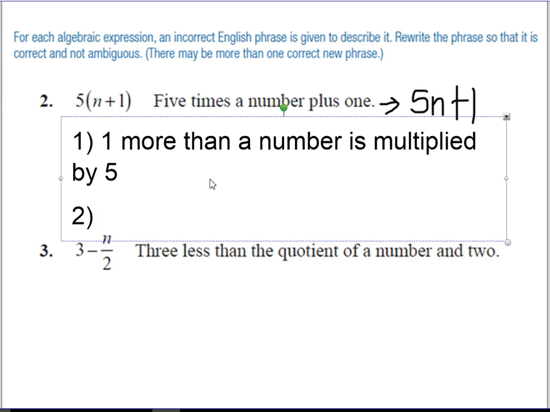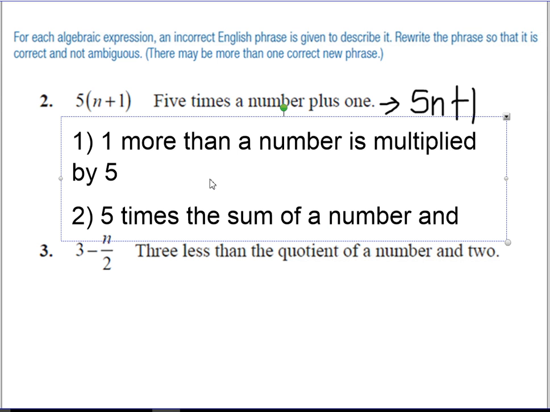Or we could say 5 times the sum. So it's specifically stating we're multiplying the sum, which is the answer to an addition problem. So we have to add first in order to get that sum. So 5 times the sum of a number and 1 would be another way that you could say that. So again, both of those are clearer than just the 5 times a number plus 1.